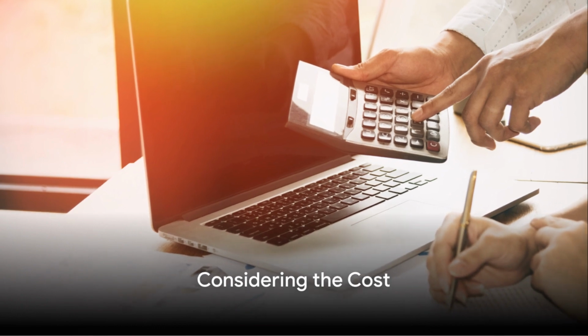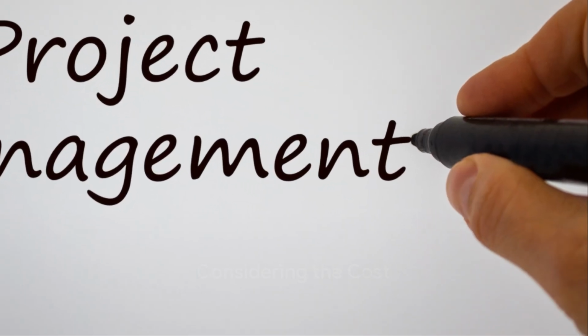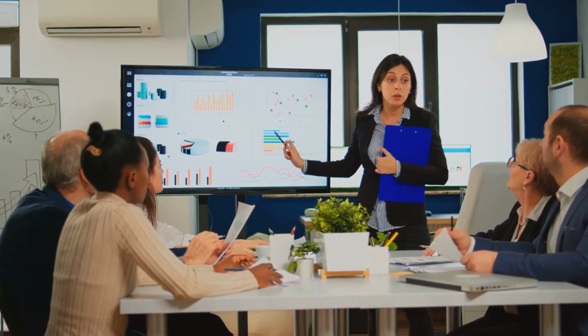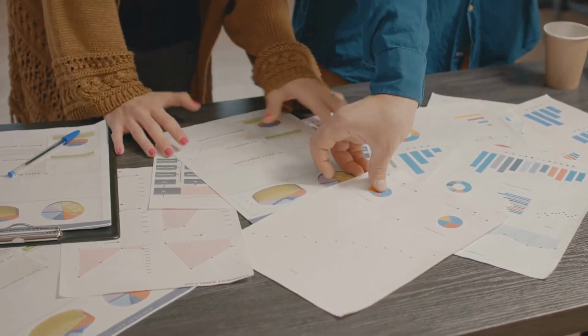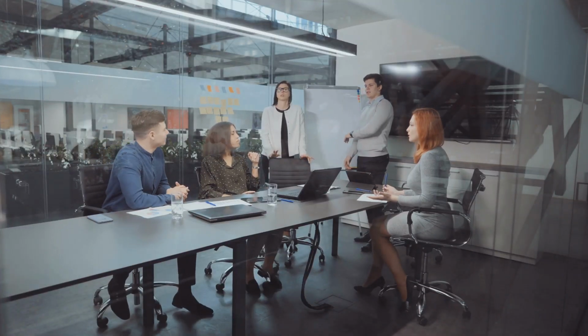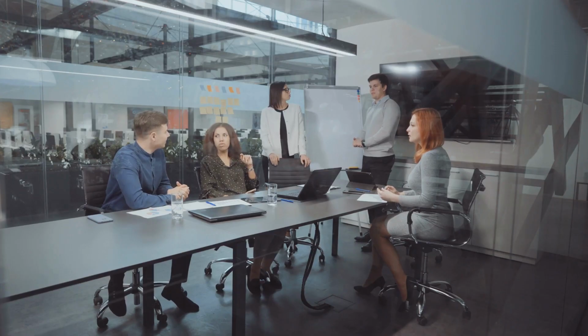Finally, don't forget about cost. Project management tools can vary widely in price, so it's important to consider your budget. Look for tools that offer a good balance between features and cost. Remember, the most expensive tool isn't always the best one for your team.